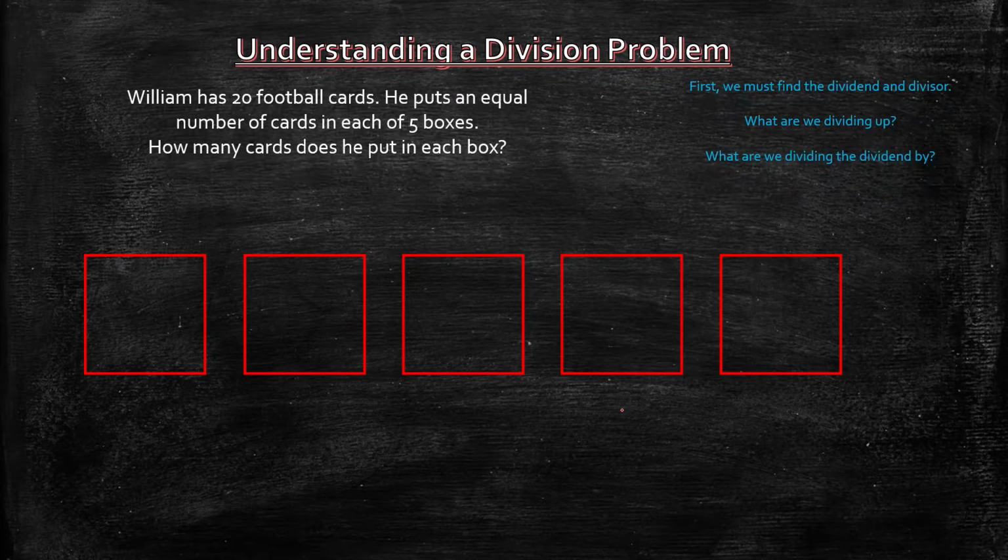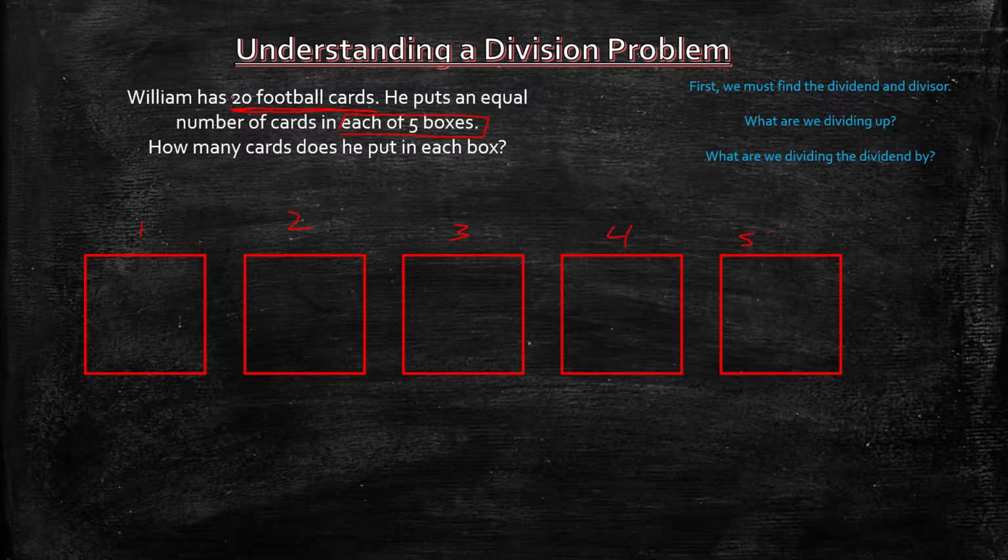I've already got the boxes put out here. I didn't make the cool animation. However, you still get the word problem. Remember, underlining things might be helpful. So William has 20 football cards. Okay, so there's 20 cards. He puts an equal number of cards into each of 5 boxes. So I've already put my 5 boxes down here. Okay, so how many cards does he put in each box?